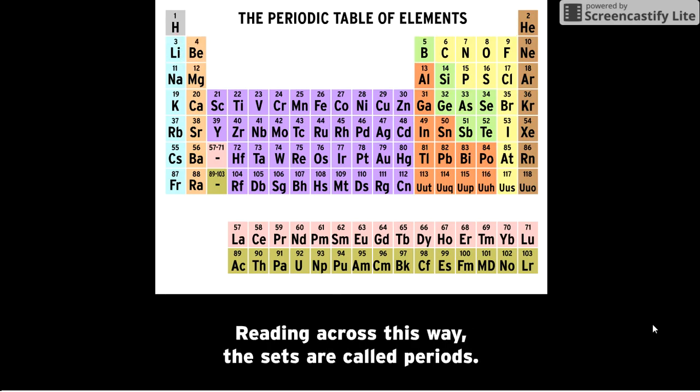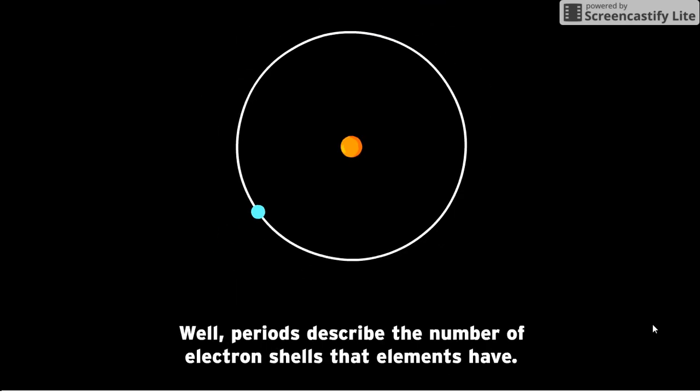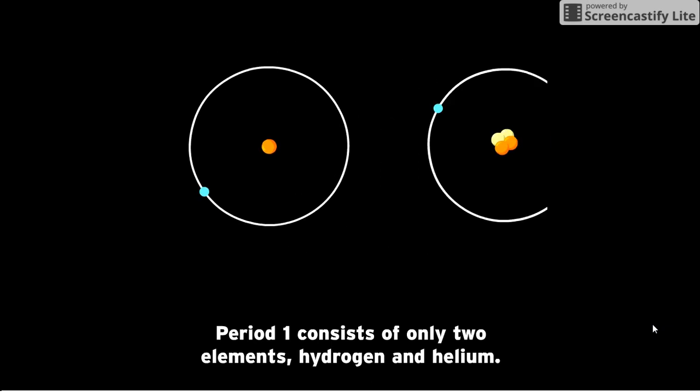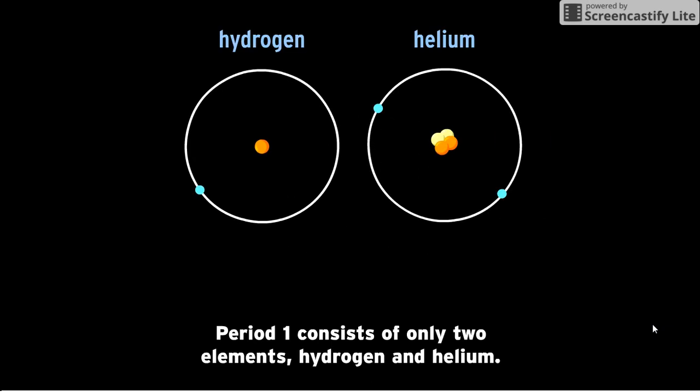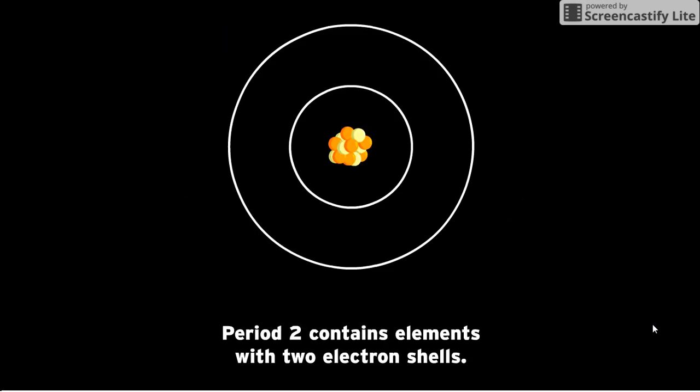Reading across this way, the sets are called periods. You remember how electrons orbit in shells, right? Well, periods describe the number of electron shells that elements have. Period 1 consists of only 2 elements, hydrogen and helium. These guys only have 1 electron shell. Period 2 contains elements with 2 electron shells.